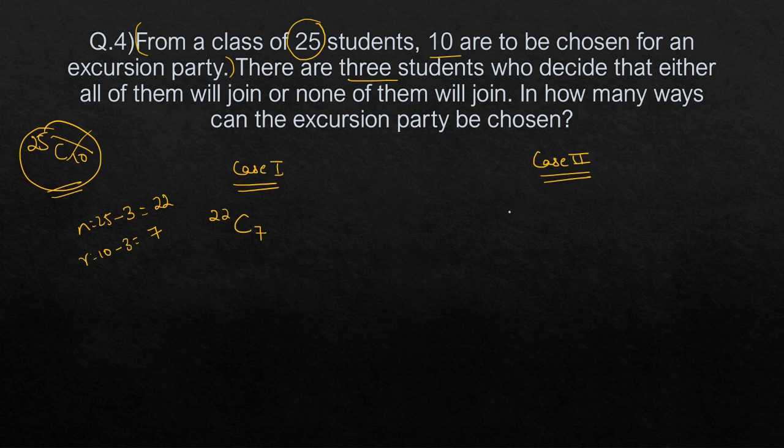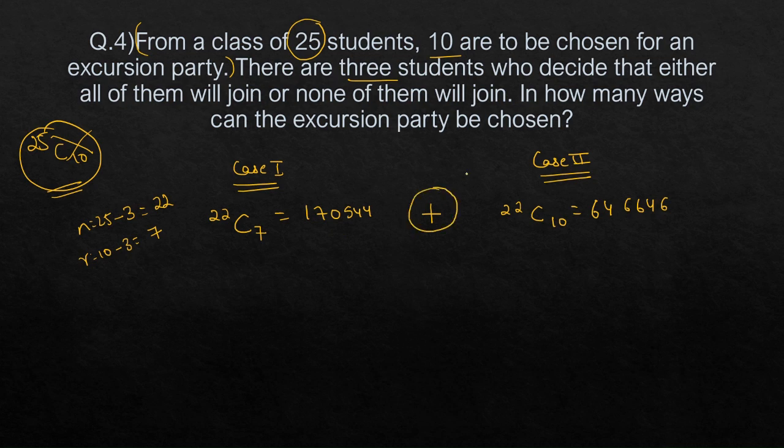Now in the case 2, what happens is again we have n is equal to 25. Again we'll subtract 3 from n, but we won't subtract 3 from r. The reason being we need to select 10 students out of those 22 because neither of those 3 students will be joining. So we'll write here 22C10. So the answer for this will be 170544, and this after calculating will be 646646. So now we need to add these two cases.